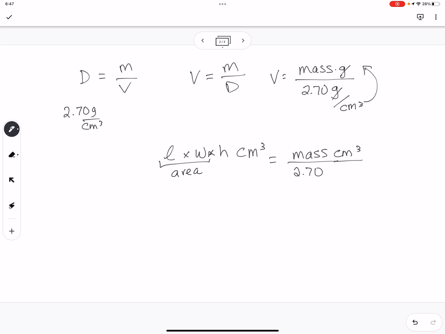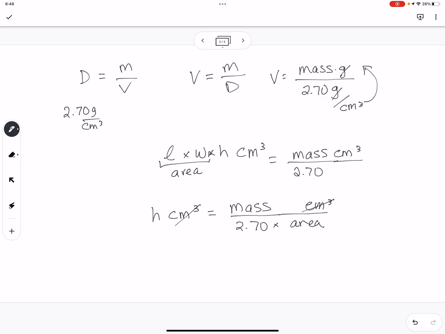So maybe you divide both sides by the area, right? So h cm cubed equals mass divided by 2.70, and you're going to divide, so that's going to be down here. Let's just call it area, because you're probably going to calculate it as area, right? And the cubic centimeters are on both sides. If you divide by cubic centimeters on both sides, that's going to end up canceling out too.